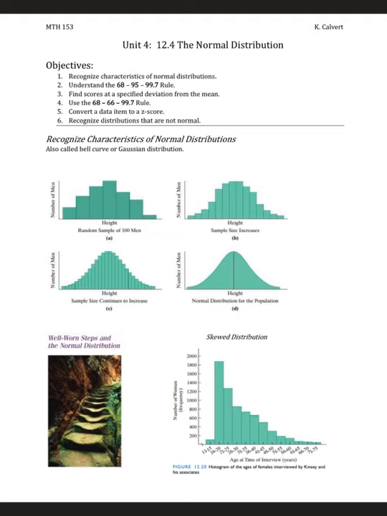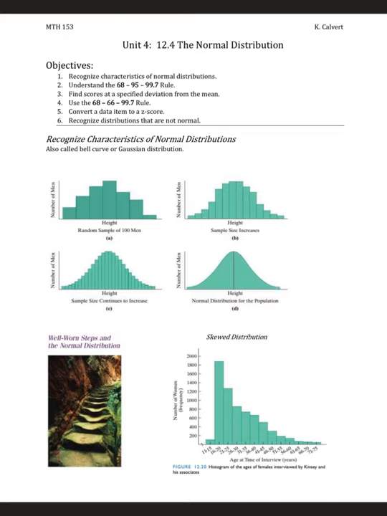Hello, Math 153. What we're talking about in this lesson is 12.4, the normal distribution. What the normal distribution is, you can see it right here. It's when we have this nice bell curve. This is sometimes called the Gaussian distribution.